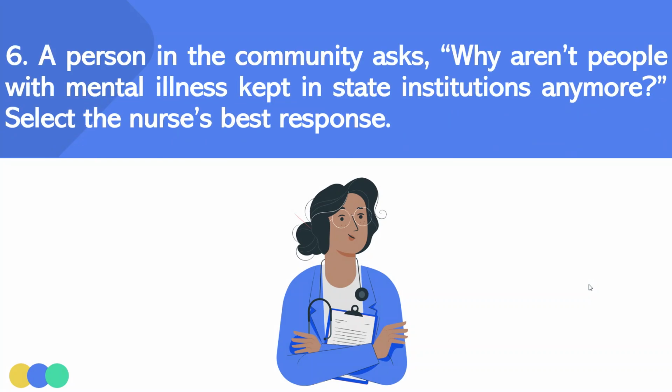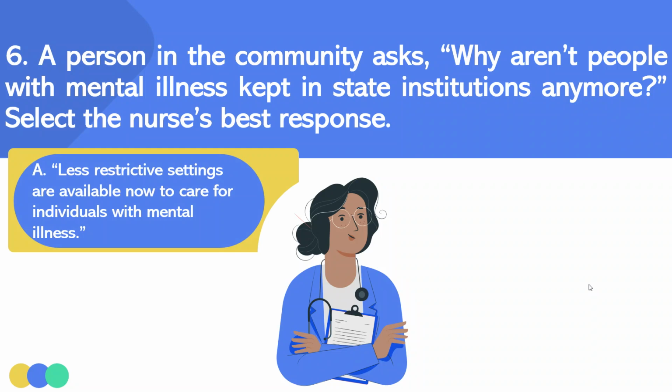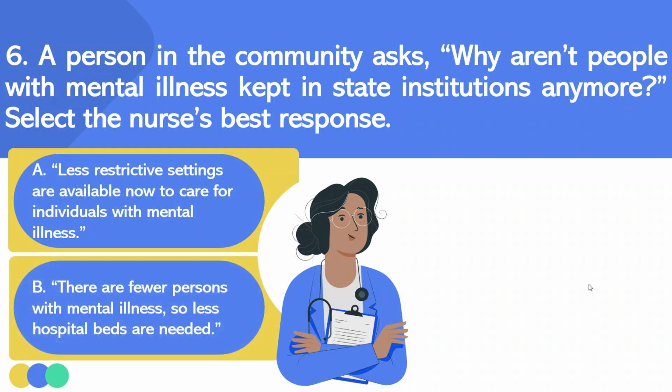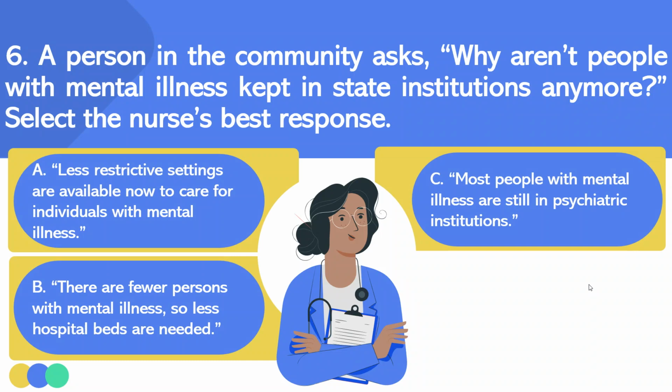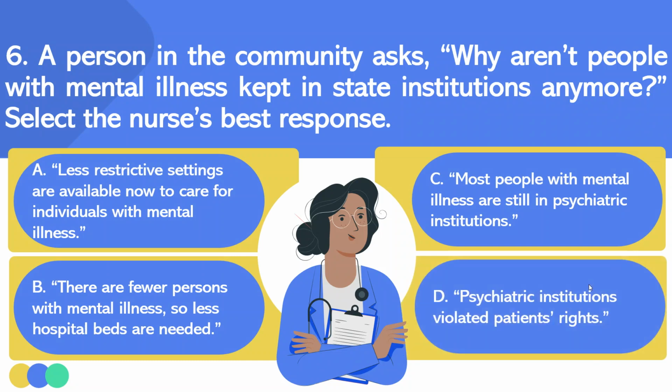Number six. A person in the community asks, why aren't people with mental illness kept in state institutions anymore? Select the nurse's best response. A. Less restrictive settings are available now to care for individuals with mental illness. B. There are fewer persons with mental illness, so fewer hospital beds are needed. C. Most people with mental illness are still in psychiatric institutions. Or D. Psychiatric institutions violated patients' rights.